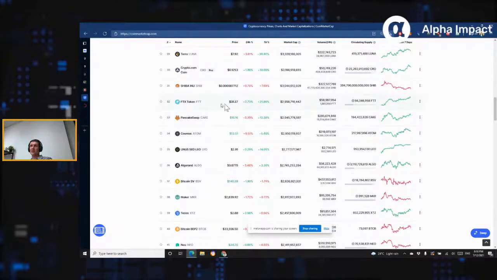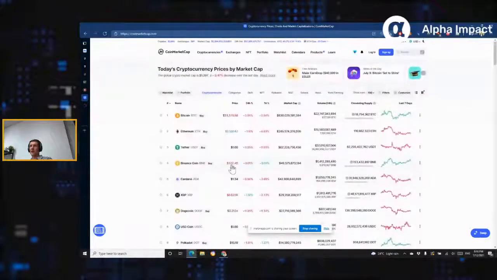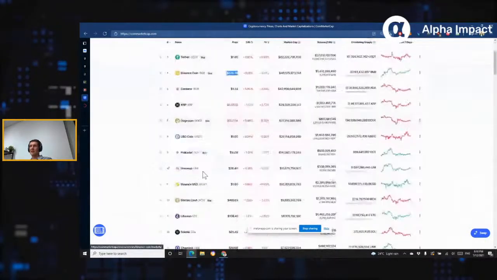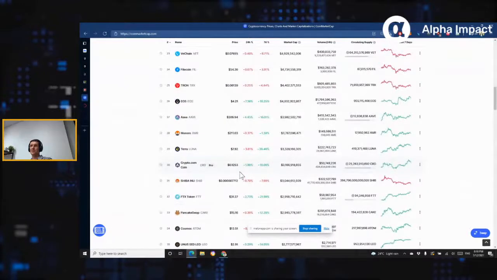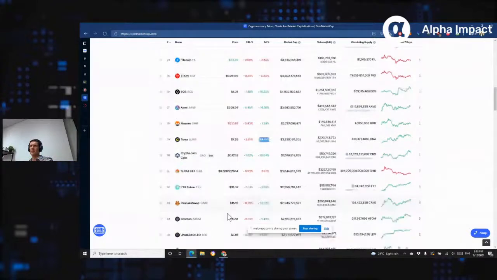I mean, look, exchange tokens are just doing well, right? Because exchanges are organically generating demand. So ICP, that was actually number 8 at one point. Luna is up 40% over the last week. That's exciting. What else is doing well here?